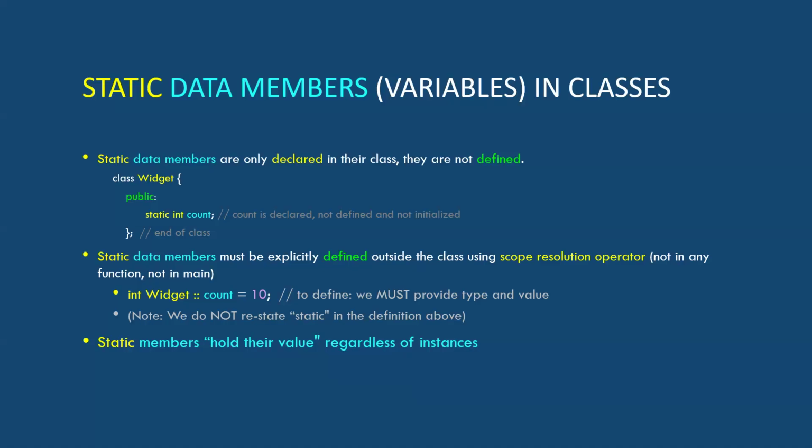So the static members hold their value regardless of whatever we might be doing in our instances. The instances can modify those static values, but they're not stored in the individual instances. So think of it like we're trying to produce a whole bunch of widgets, a million of them, right? And they happen over the course of time, and they need some place to keep track of how many widgets I've created. A static variable like this inside of the class is the perfect place to do that, okay?